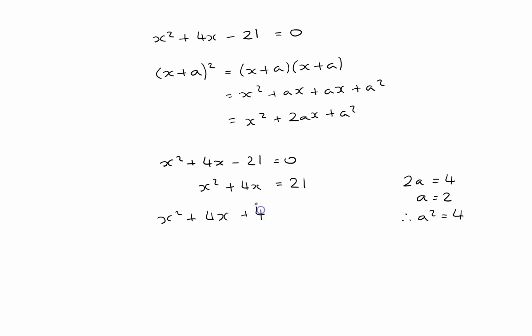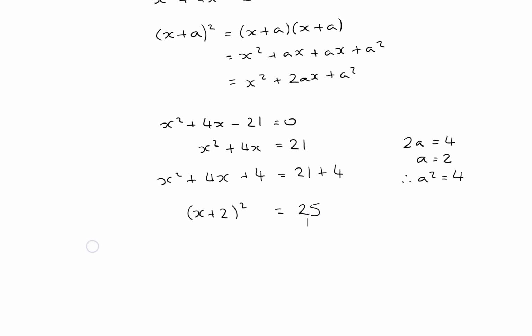Now if we're adding 4 to the left-hand side of the equation, we must add it to the right-hand side as well in order to keep the equation balanced. Now I can represent the left-hand side as the perfect square. So my a is a value of 2, so I end up with x plus 2 squared equals 21 plus 4, which is 25. We can now continue to solve for x, so we're going to square root both sides.